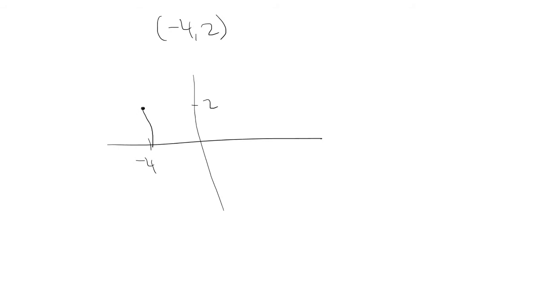Given the point (-4, 2), I want to convert this to polar. So (-4, 2) is in the second quadrant. If I draw a right triangle, the base is going to be 4, the height is 2. In order to find the hypotenuse, I have to use the Pythagorean Theorem.